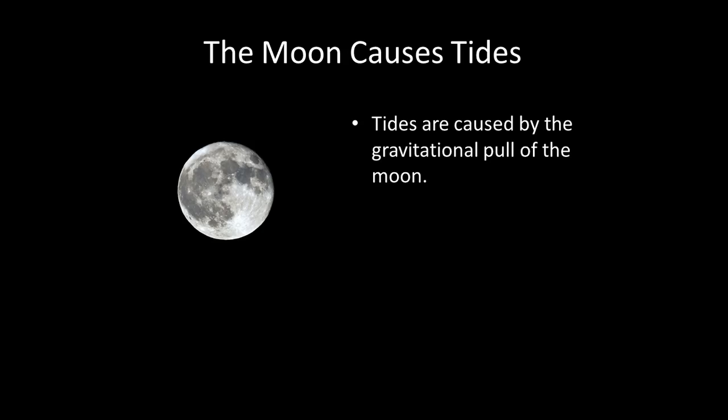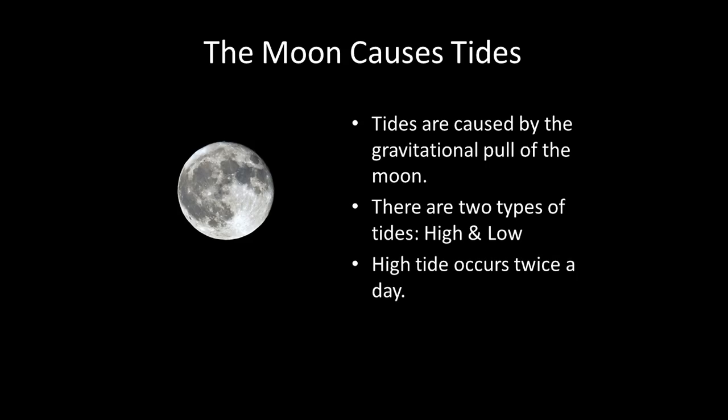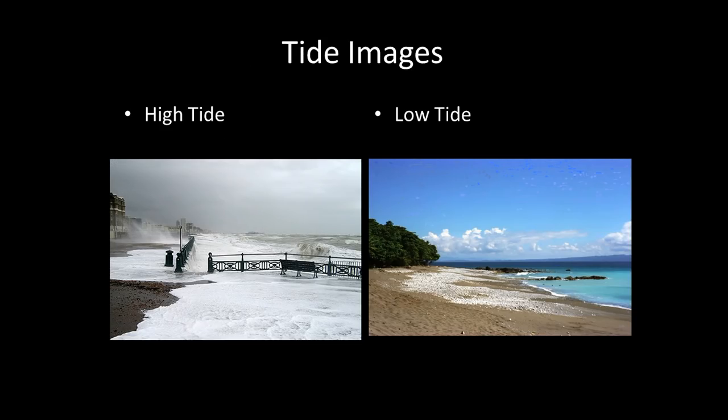But tides are caused by the gravitational pull of the moon. You will learn more about this as you do investigations and you watch Ms. Schaefer's video. There are two types of tides, high and low. And a high tide will occur twice a day. Here's some pictures that show you a high tide and a low tide.